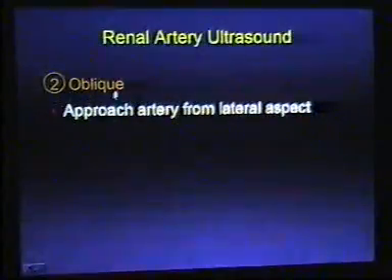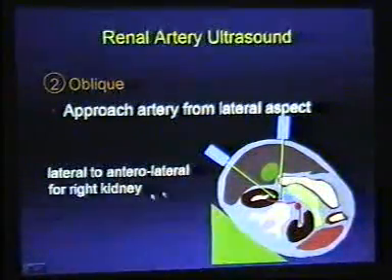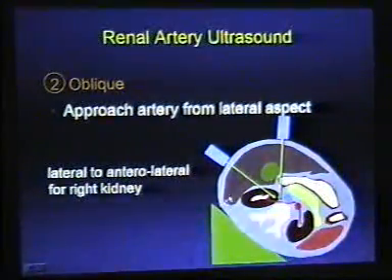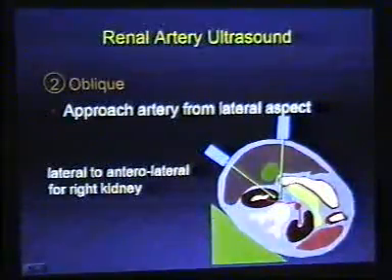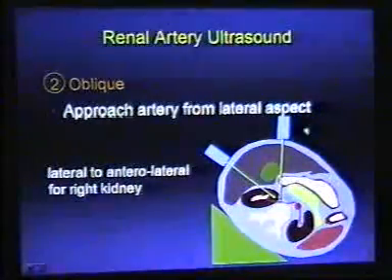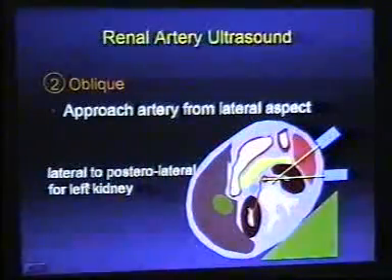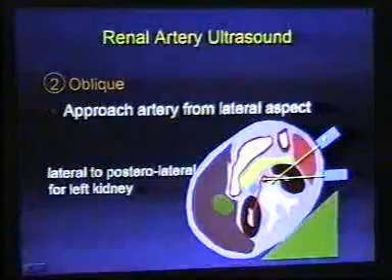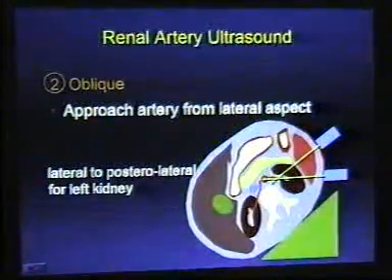While the patient is lying obliquely, approach artery from lateral aspect. This is lateral to anterolateral for right kidney. So if this is the anterior abdominal wall, we start scanning from here, and from lateral to anterolateral we move our probe in this direction. And for the left kidney, lateral to posterolateral. This is lateral to posterolateral, going to the back side towards the spine, towards the vertebrae.